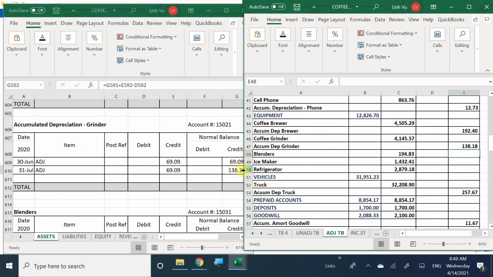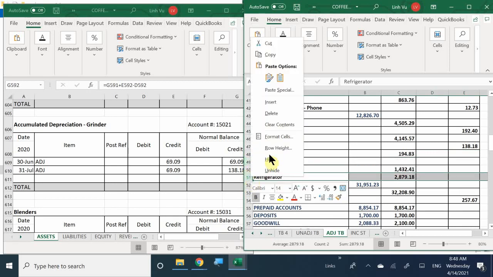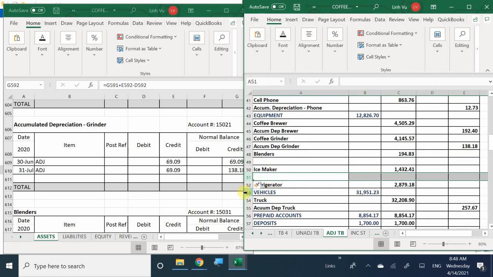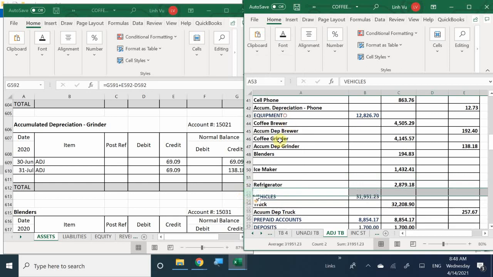We have three brand new assets that we purchased. We purchased blenders, ice makers, and we even bought a refrigerator. So each and every single one of them is going to have an accumulated depreciation. So let's go ahead and insert all of those.